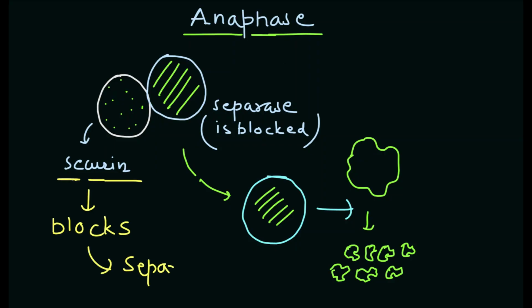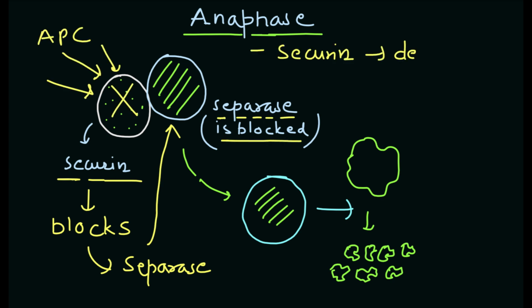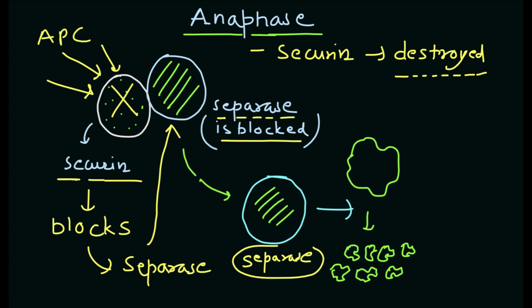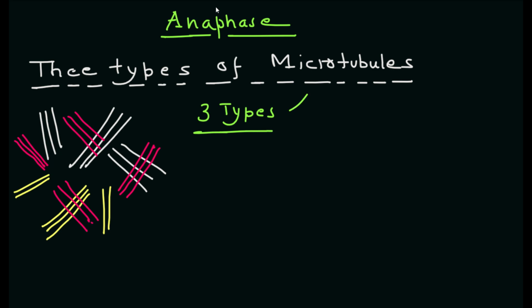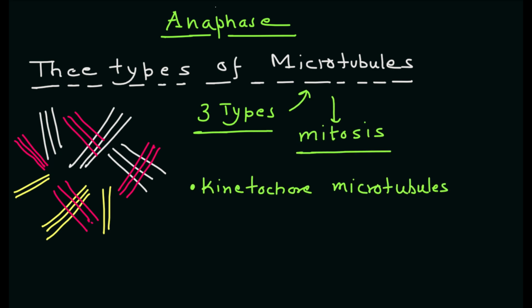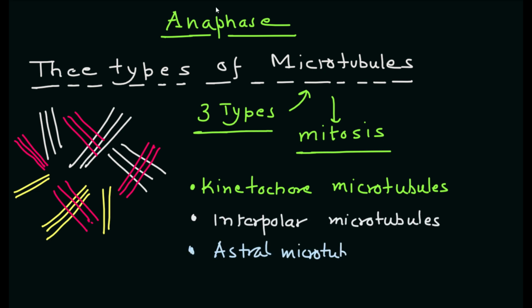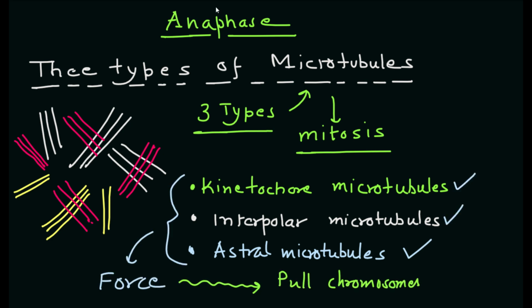Securin blocks a protein called Separase from working. When Securin is destroyed, Separase is set free and it starts breaking down another protein called Cohesin. Cohesin is what holds the identical chromosomes together. During this stage, three types of microtubules that are unique to mitosis, called kinetochore microtubules, interpolar microtubules, and astral microtubules, work together to create the forces that are needed to pull the identical chromosomes apart.